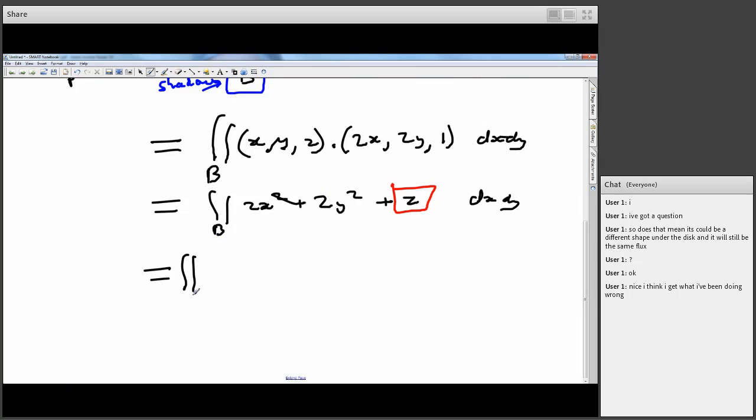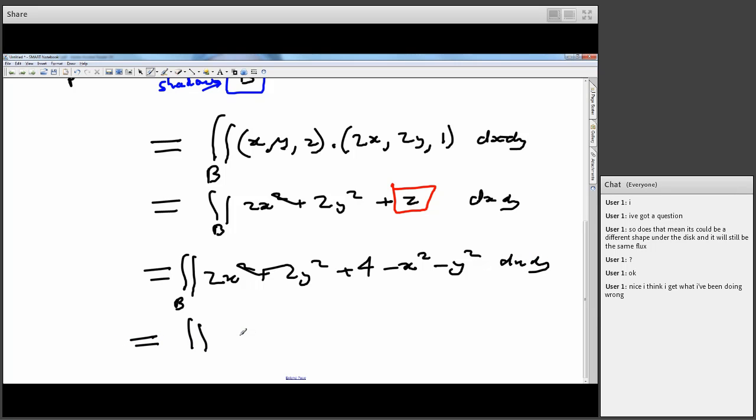So integrating over this base of 4 minus x squared minus y squared dx dy. So it ends up becoming 4 plus x squared plus y squared dx dy.